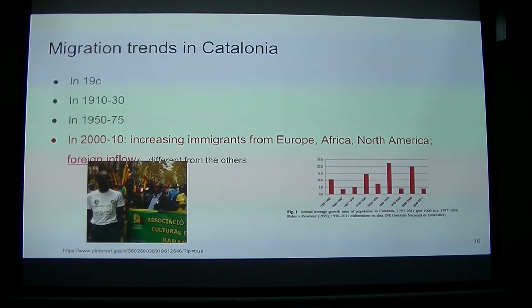And next, this is a very different trend from that. Finally, immigrants came from other countries like Europe, Africa, and North America. This is different because this is foreign inflow. As in this picture, the people from Africa live as citizens and have their own groups.